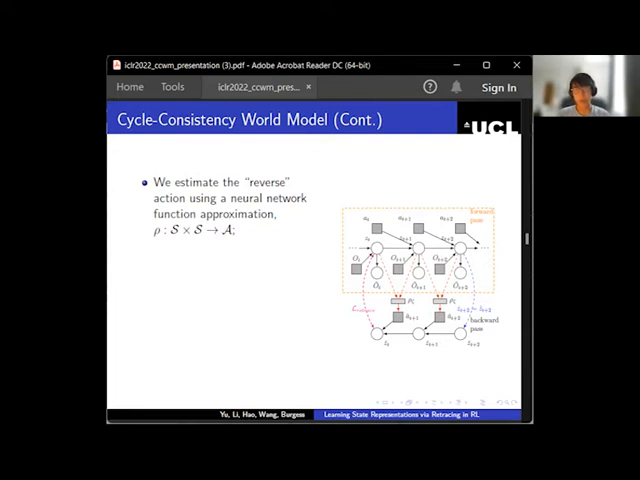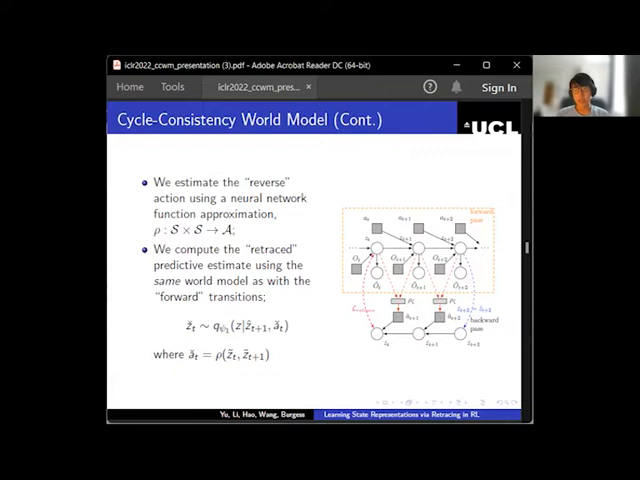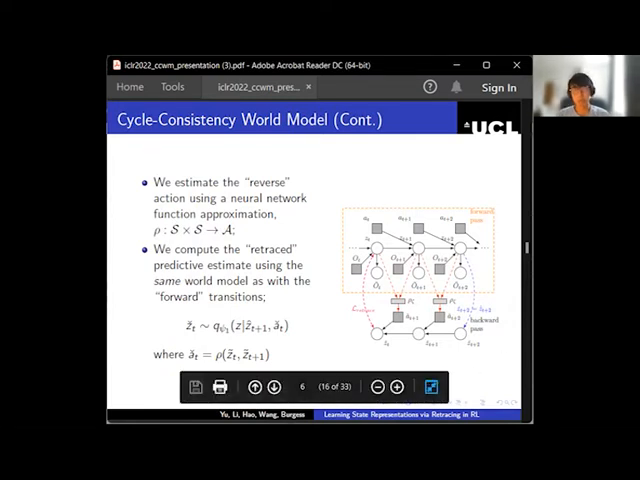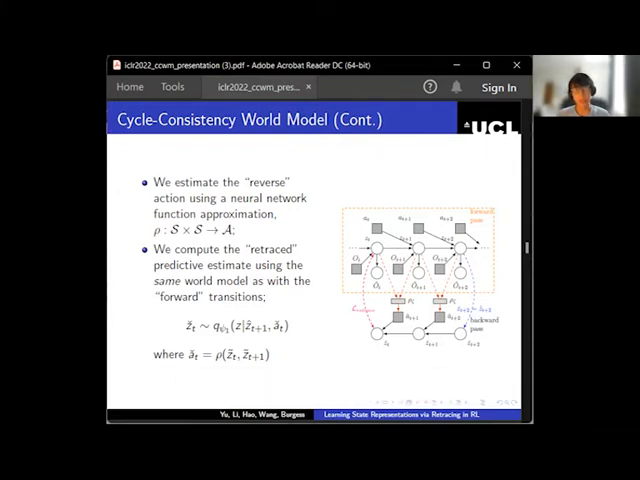So yeah, the retraced state estimate is computed using the same transition dynamics model as the forward transitions, based on the forward predictive estimates. In this way, we are able to embed the prior belief of the cycle-consistent transition dynamics into the learned world model. So on the right, this is the overall graphical model of the CCWM.